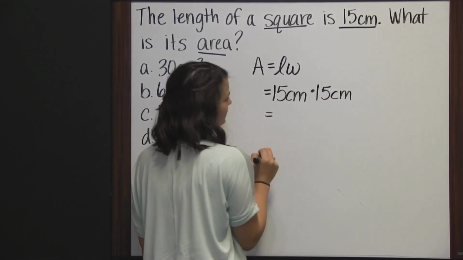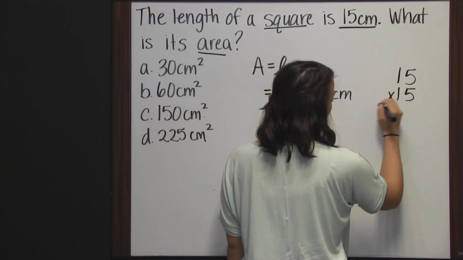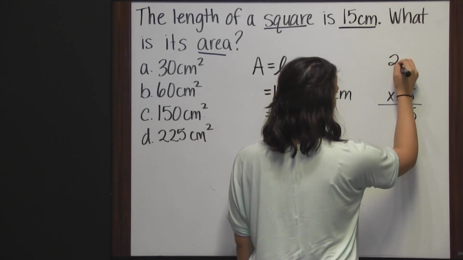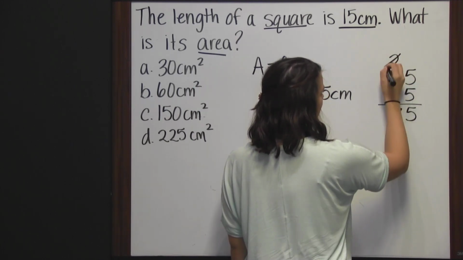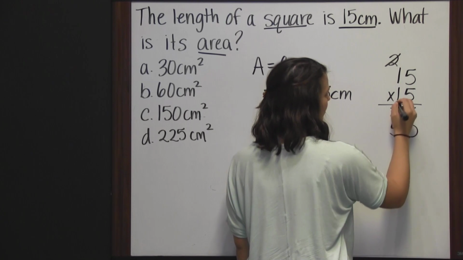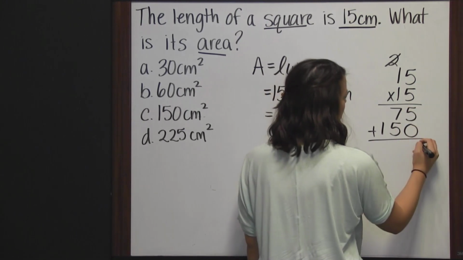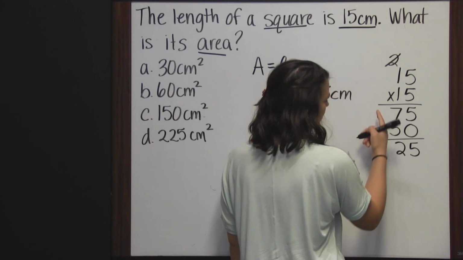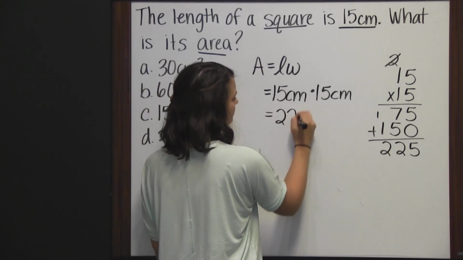So 15 times 15. We can multiply that out over here. 5 times 5 is 25. Write the 5, carry the 2. 5 times 1 is 5, plus 2 is 7. Put your 0 placeholder. 1 times 5 is 5, and 1 times 1 is 1. And we add these up. 5 and 0 is 5. 7 plus 5 is 12. Write the 2, carry the 1. And 1 plus 1 is 2. So 15 times 15 is 225.